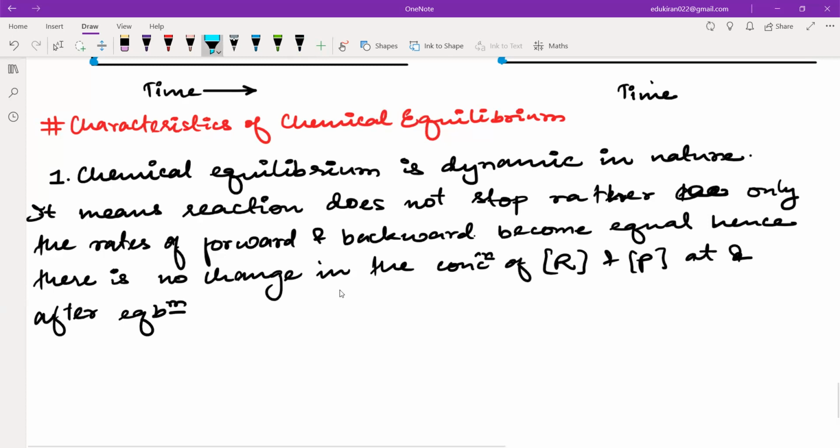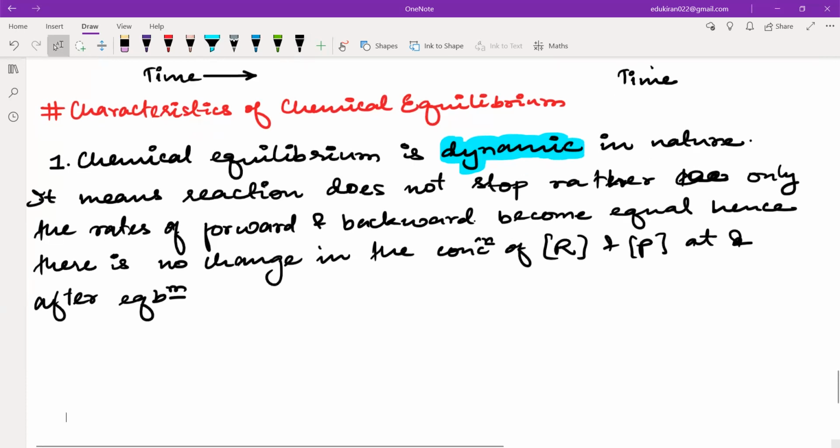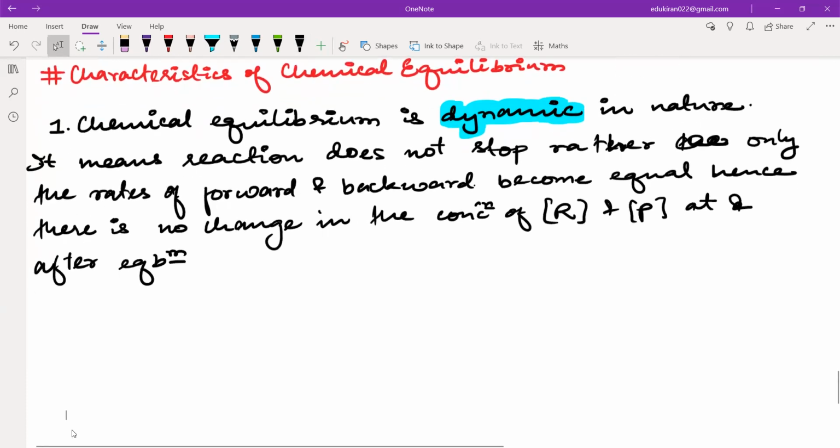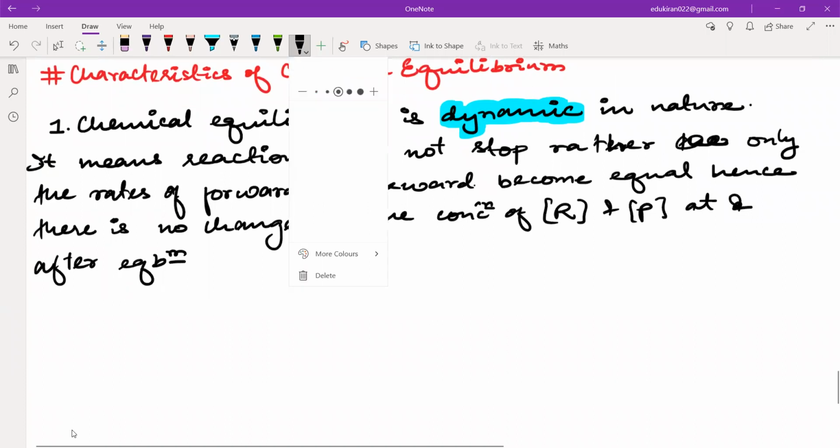The important thing is that it is dynamic in nature. What does it mean? It means that people are still coming in and they are still going out. It is not static. It's not like 5 people have come into the pool and they are not leaving the pool. They are leaving the pool, but new people are coming in. That means it is a dynamic equilibrium.